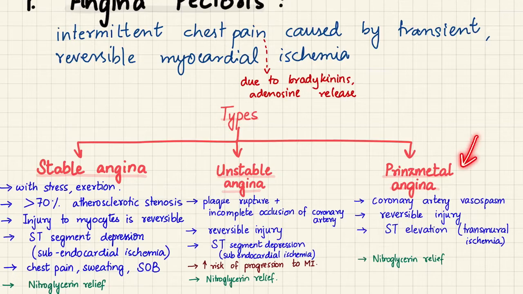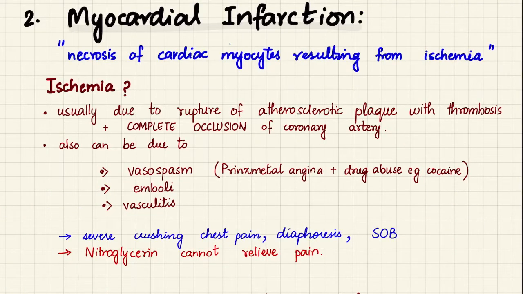Lastly, we have Prinzmetal angina, which occurs due to vasospasm, and this spasm can occur due to emotional distress or also due to drug abuse such as cocaine use, etc. This is also reversible injury, but in this case we have ST elevation, and I'll explain that in a while on the ECG.